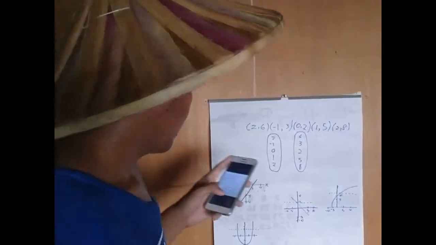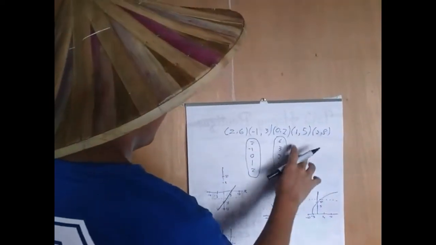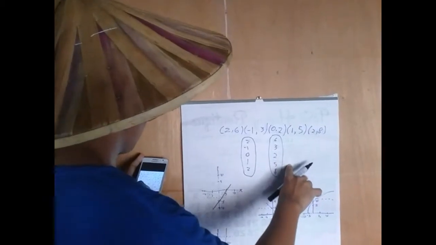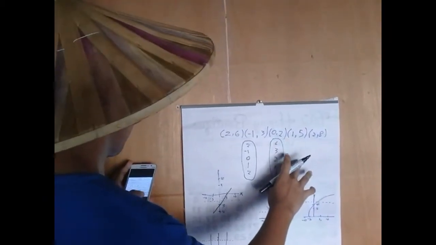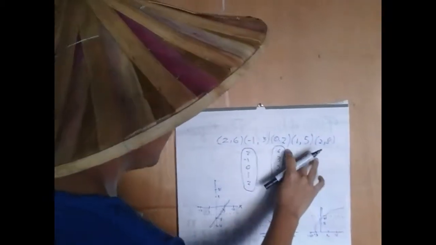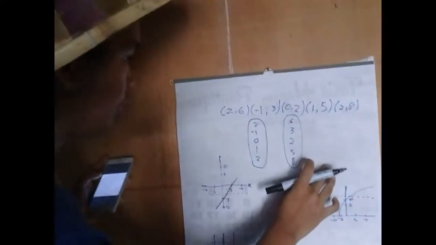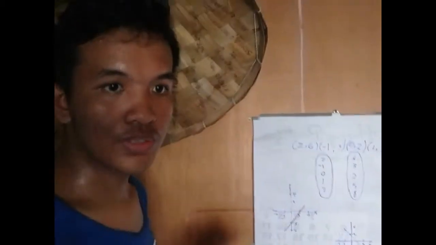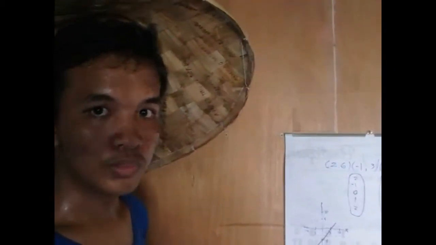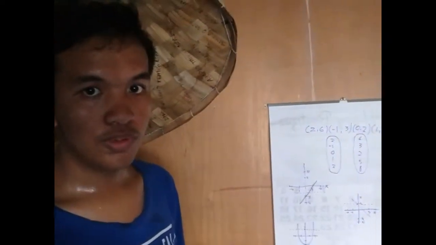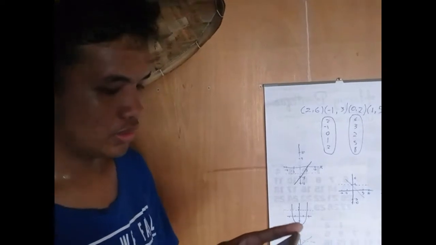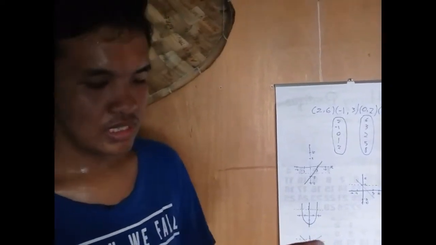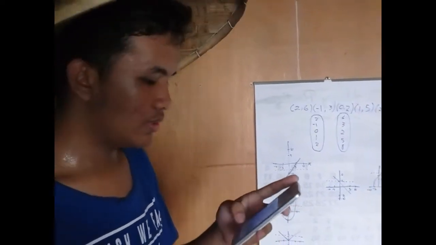So I'm going to look at our outputs, which are y values. So we have 6, 3, 2, 5, and 8. Now, are any of those values repeated? No. So this function is a one-to-one function. There are no distinct inputs that correspond to the same output.